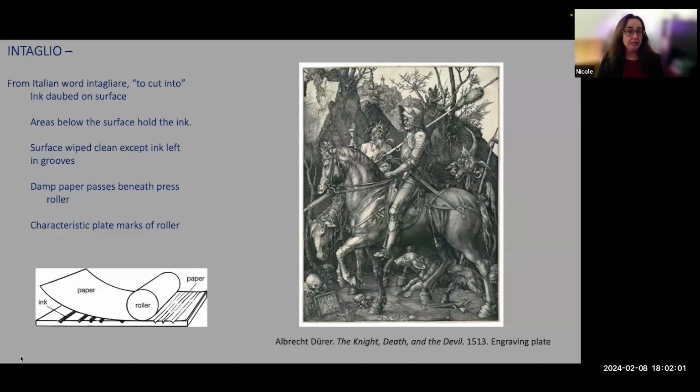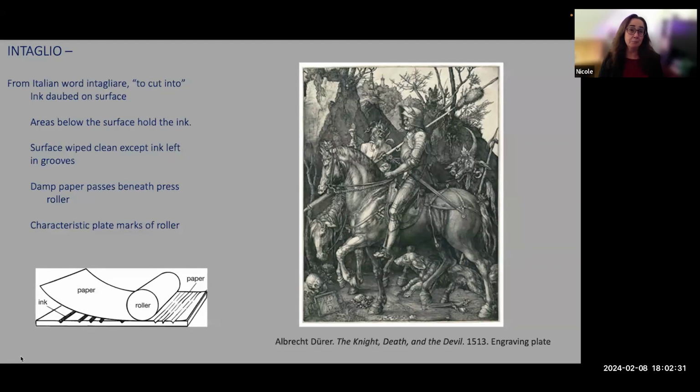The printed image is cut or scratched into a metal surface. Sometimes that can also be plexiglass. So it's important to see that the difference here is that the part that will print is the part that is carved out. Okay, so in order for that to happen, the printmaker first rubs the plate with printer's ink, and then with a clean cloth wipes that surface clean very carefully, leaving only ink in the etched or the grooved part of the plate.